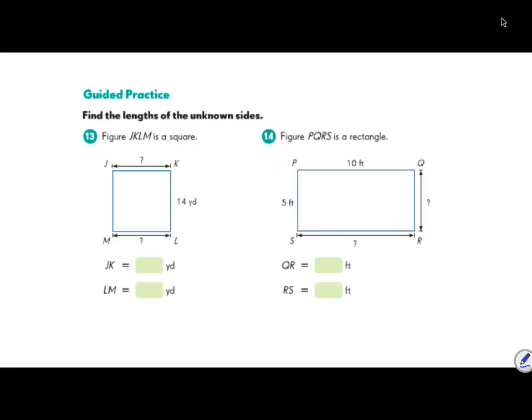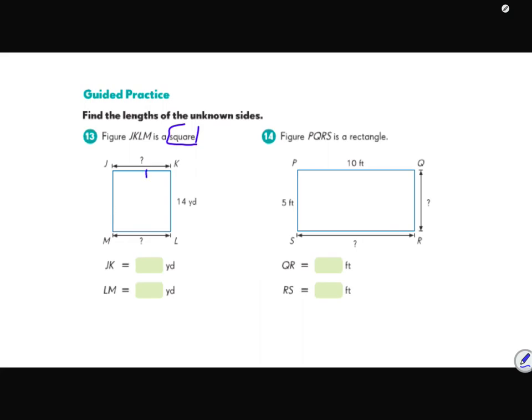All right, now we're going to find the unknown length. So it says figure JKLM is a square. I know a square has all sides equal. So if this side's 14, this side's 14, and this side's 14, and this side's 14. But look, they're asking JK is 14 yards. Make sure you have these labels. And it says LM is also 14 yards.